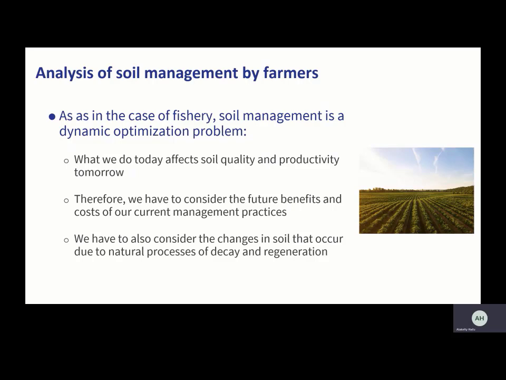Just like we did with fishery, what you harvest today determines how much fish you leave in the ocean and what your fishing costs are next year and how much you can harvest next year or next period, next month. But what happens to the soil isn't determined by just what farmers do. It's also determined by other natural processes. So we have to also acknowledge those other elements in the dynamics.